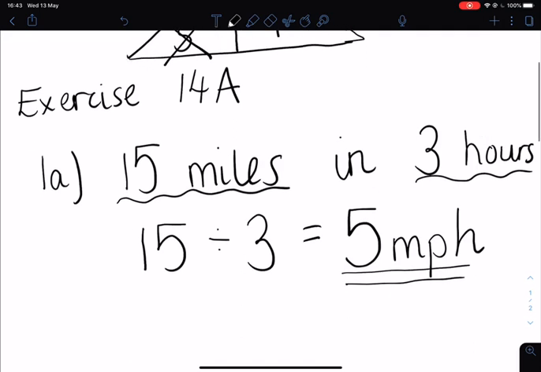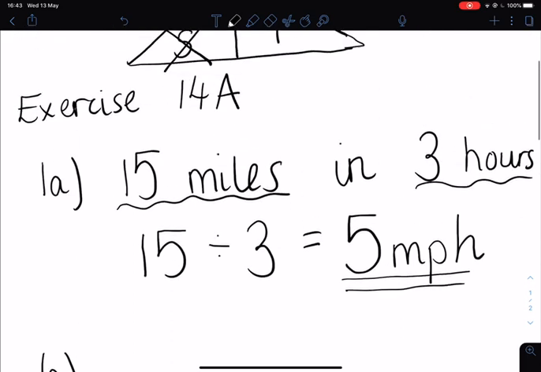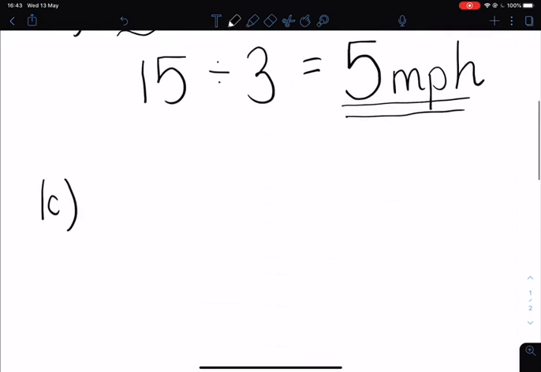This one is slightly different. Let's go for 1C. So we've got our triangle, and again we are looking for speed, so we've got that crossed out. We're left with the distance and time. Distance is over time, so we do distance divided by the time.